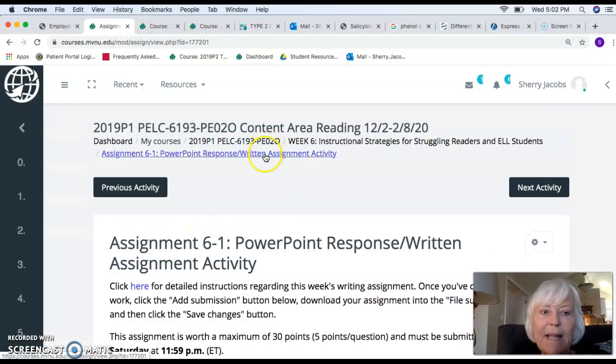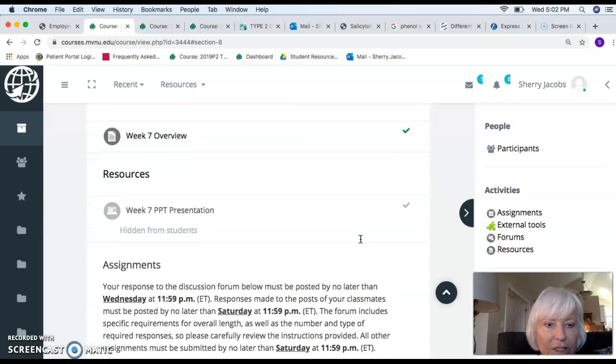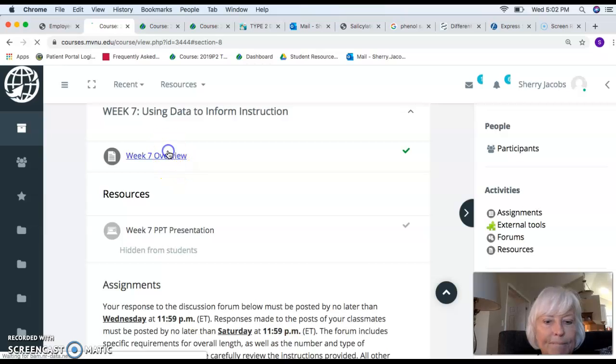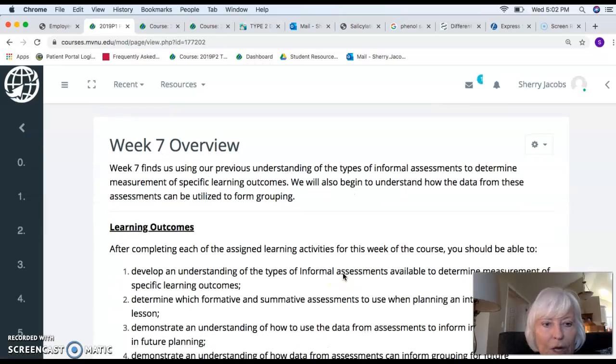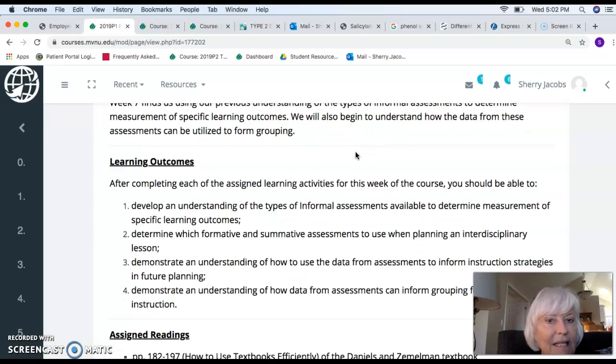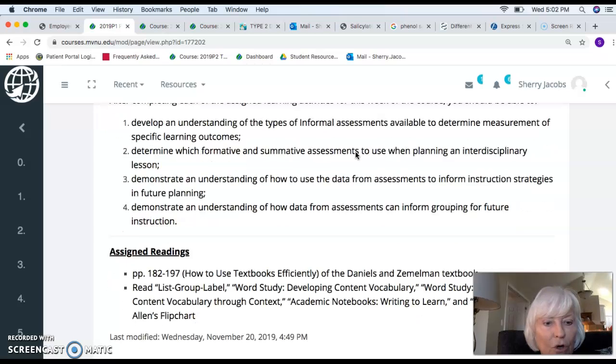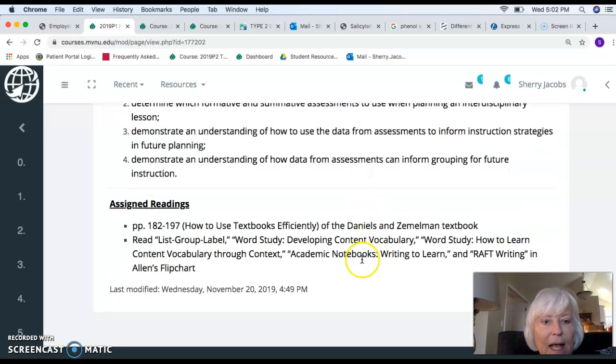So we're going to go ahead and go back. I think we're going to go ahead and do week 7 as well, since that one was pretty short. Bring up the overview, and this is about informal assessments to measure their specific learning outcomes, basically formative types of assessments, and to understand how you can use data from these assessments and utilize those to form grouping and so on. Here are your learning outcomes and your assigned reading for the week.